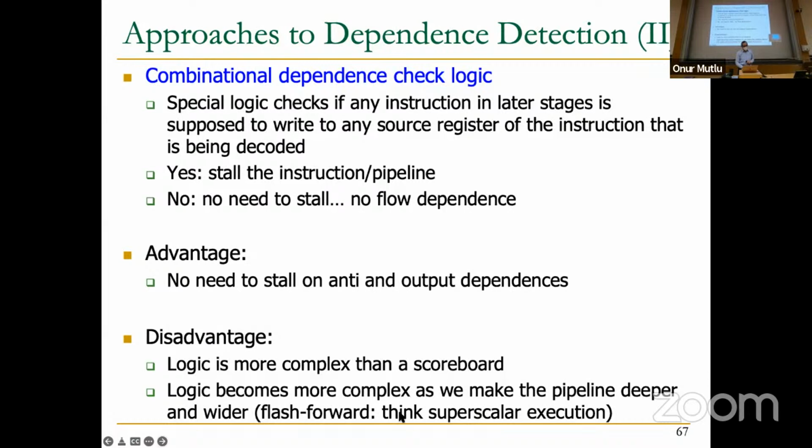If the pipeline becomes deeper, 30 stages, or wider, meaning let's say you're doing 4 instructions per cycle. We didn't talk about that, but you can actually fetch 4 instructions also. It's called superscalar execution. This becomes a huge logic, basically. That's why scoreboarding is actually also good. But with your book's 5-stage pipeline, this is not bad. And your book uses this combinational dependence check logic. But we're going to also revisit this when we talk about out-of-order execution.